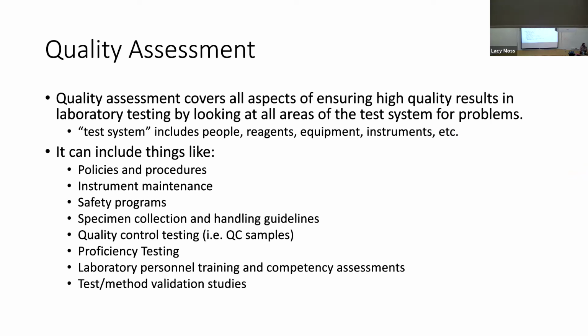All right, so quality assessment covers all aspects of ensuring high quality results, and then looking at all areas of the test system to look for problems. So the test system includes things like your reagents, your technicians, your equipment, your instruments, the lab space. I worked in a lab where in the summer, it was really humid and that messed with our blood bank instruments because the humidity messed up our gel cards. So your system even includes the environment and the season sometimes. So that was obnoxious when that happened.